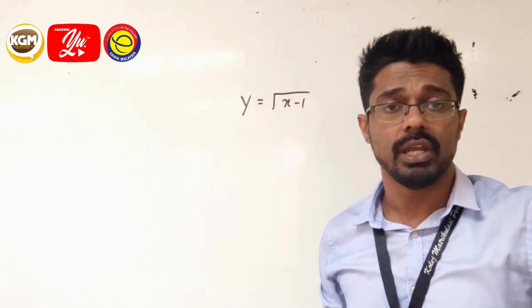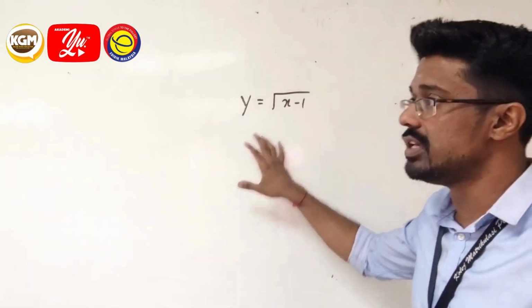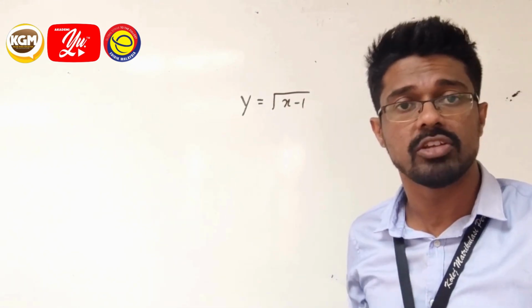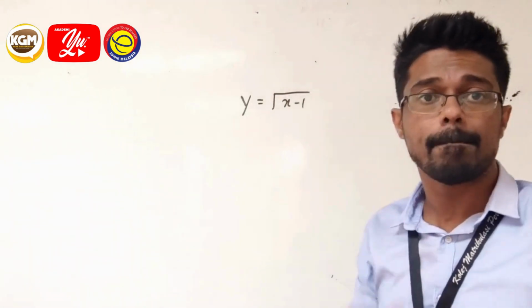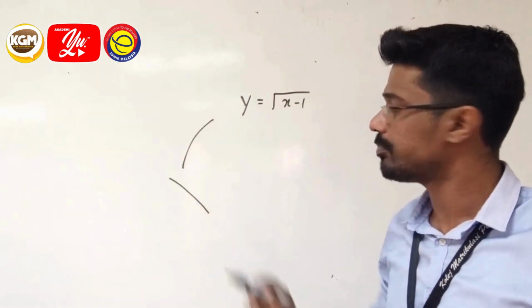Hi guys, so we meet again. It's time to sketch surd graphs. As you can see here, every time you want to sketch a graph, you need to know the basic shape. So for a surd function, you know the shape is either going this way or going this way.